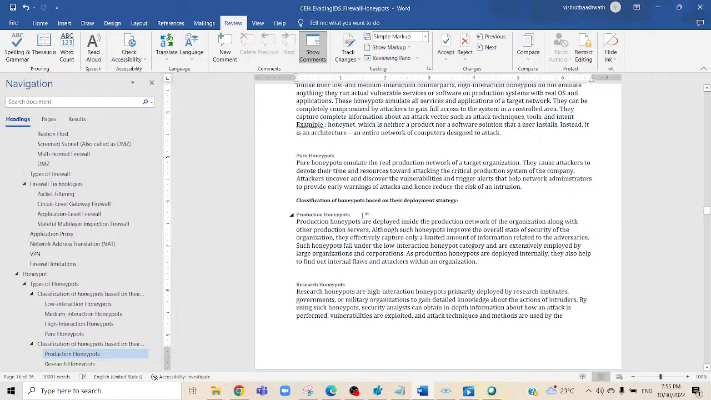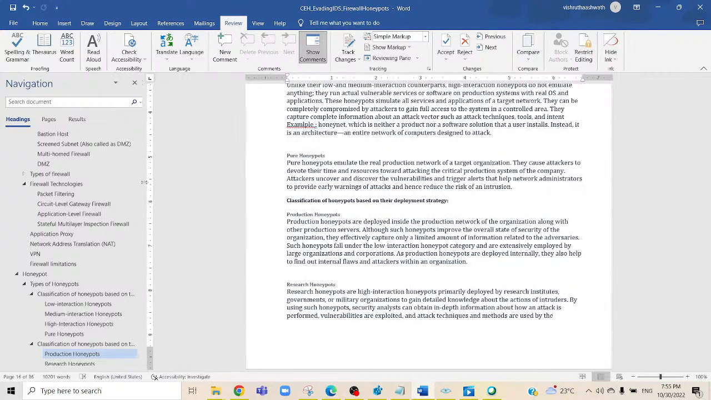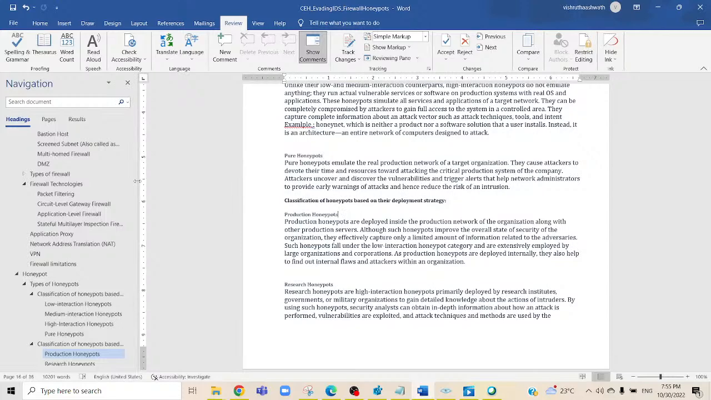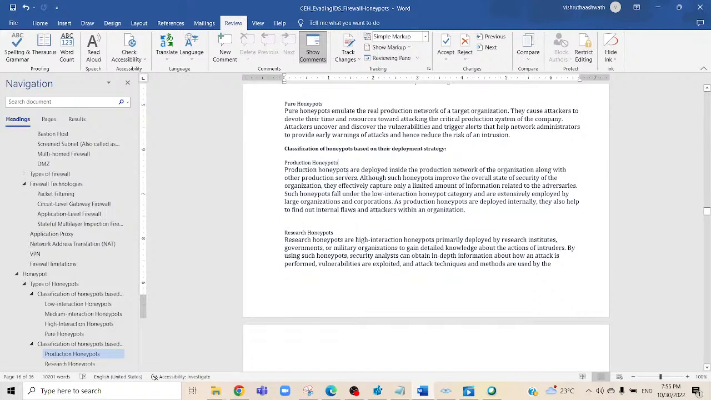Classification of honeypots based on their deployment strategy. We saw classification of honeypots based on design criteria. Now we will see classification based on the deployment strategy. Production honeypots. Production honeypots are deployed inside the production network of the organization along with other production servers.